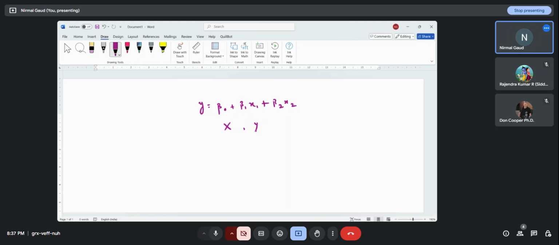We calculated coefficients value for simple linear regression, beta naught and beta 1, by optimizing the cost function.